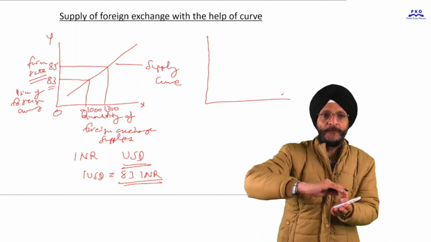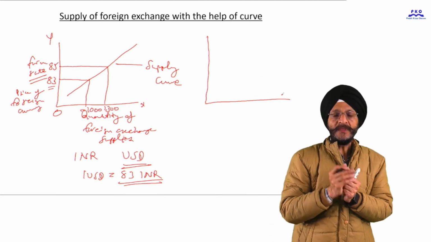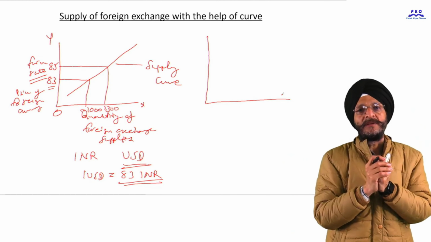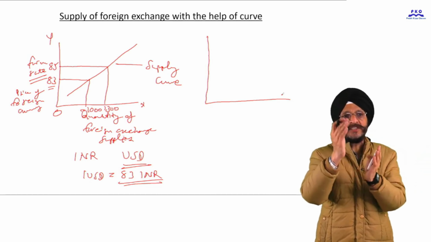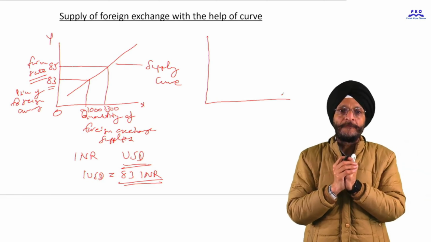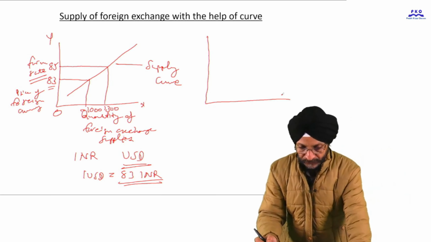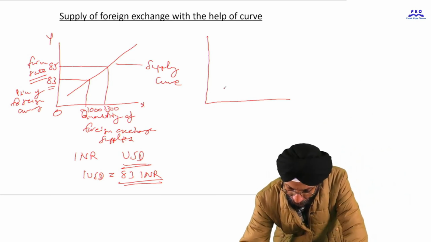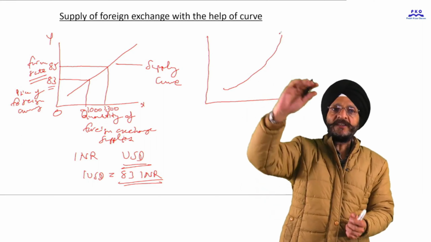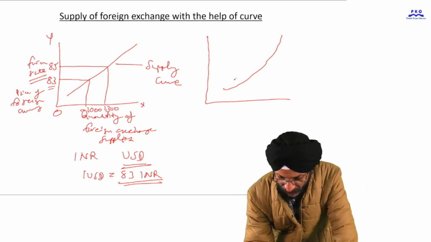Though we have drawn it as a straight line, it is simply to make the concept simpler, so that you understand the direct relationship between supply and forex rate. But in actual reality, the supply curve may not be a straight line. It may be in the form of a curve like this.